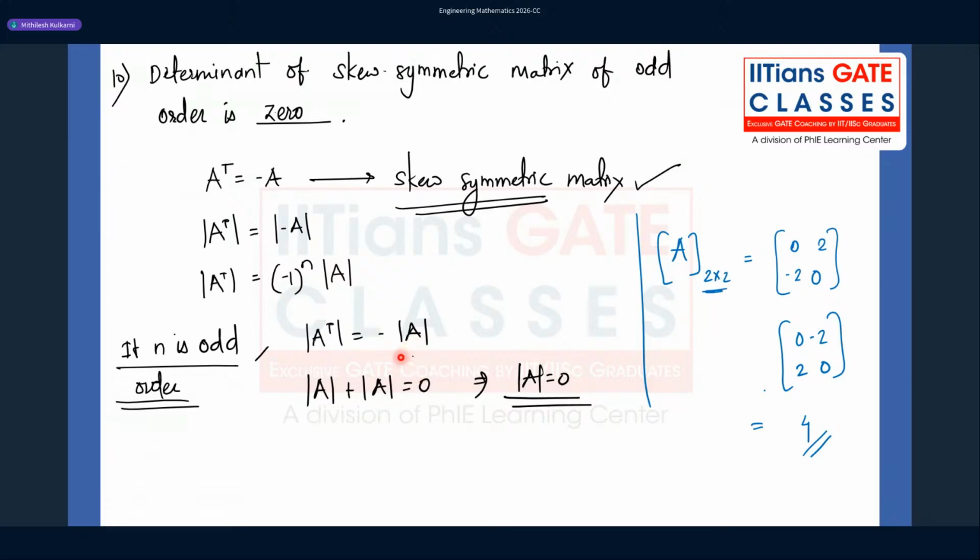And that is possible only when the determinant of A is 0, because the determinant of A transpose is the determinant of A, and this minus determinant of A comes to the left hand side, becomes plus determinant of A, and the right hand side will have 0. So 2 times the determinant of A is 0. It means the determinant of A is 0. Hence proved. So the determinant of a skew symmetric matrix of odd order is 0.